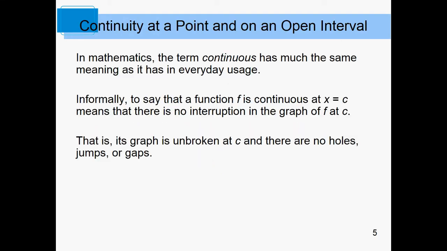So, continuity at a point. In math, the term continuous has much the same meaning as it does everywhere else. It just means that there's no interruption in the graph. Traditionally, the rule is if you can draw the graph without having to remove your pencil from the paper, then it's continuous. Same deal here. If we have a graph that's unbroken at some x value of c, and there are no holes, no jumps, and no gaps, then yes, it's continuous.